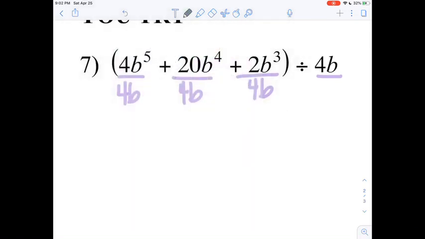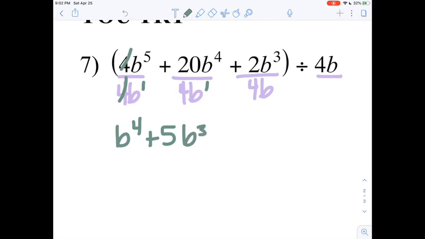So then I'm going to look to simplify. So the 4's cancel out. B to the 5th over B to the 1st, so 5 minus 1, that's 4. So B to the 4 stays up top because that's where the bigger exponent is located. Then 20 divided by 4, that's 5. B to the 4th over B, that becomes B to the 3rd.